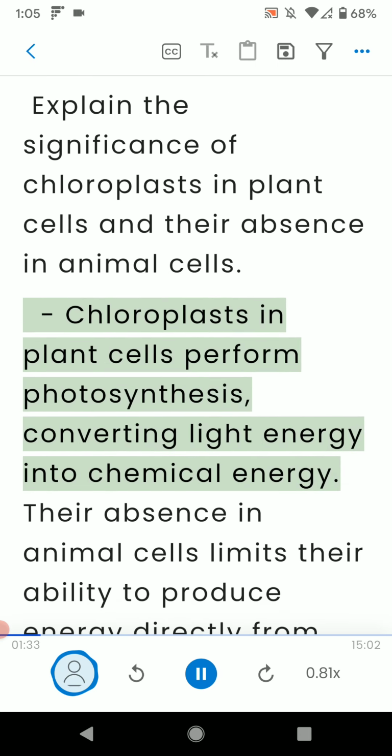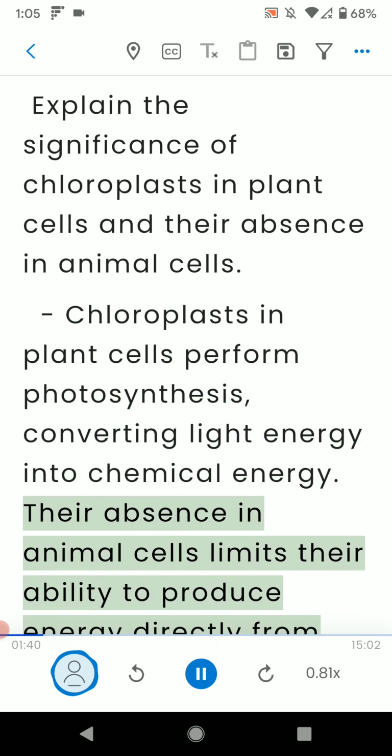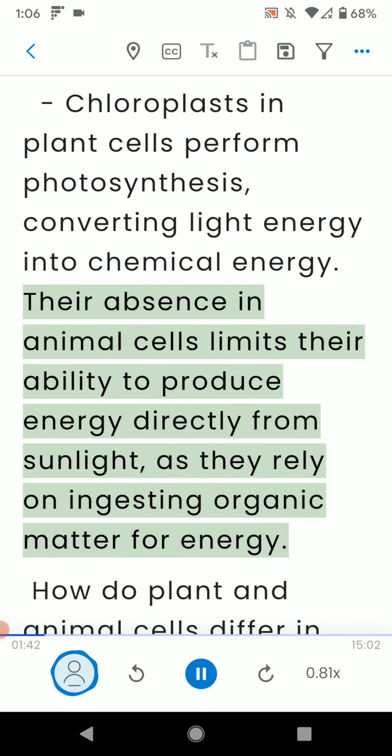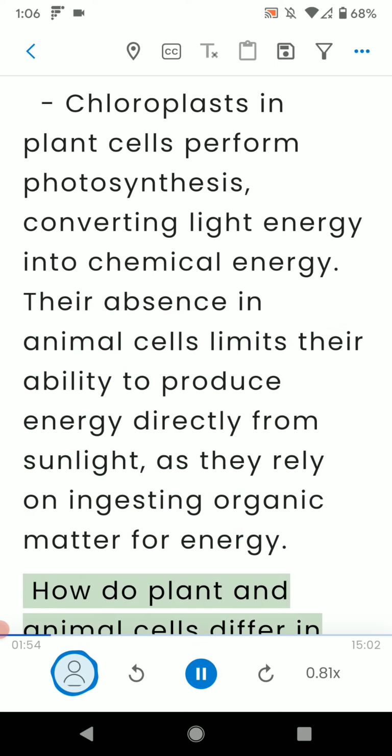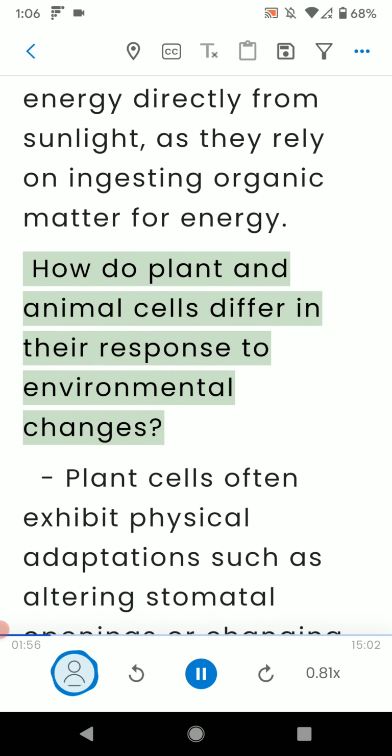Explain the significance of chloroplasts in plant cells and their absence in animal cells. Chloroplasts in plant cells perform photosynthesis, converting light energy into chemical energy. Their absence in animal cells limits their ability to produce energy directly from sunlight, as they rely on ingesting organic matter for energy.